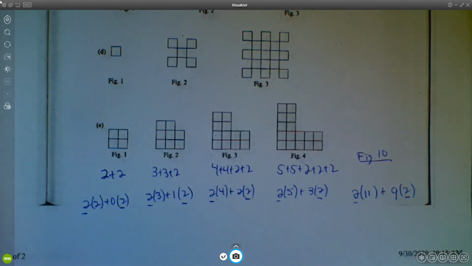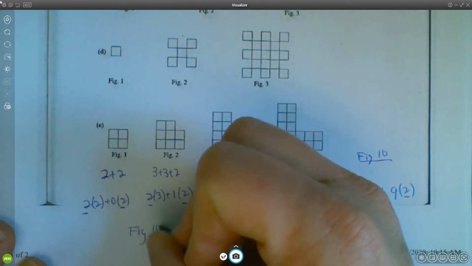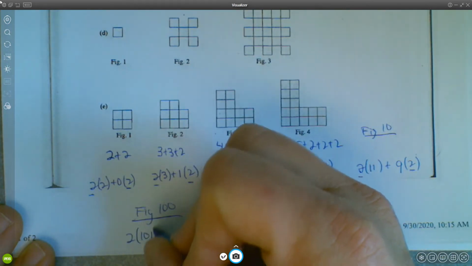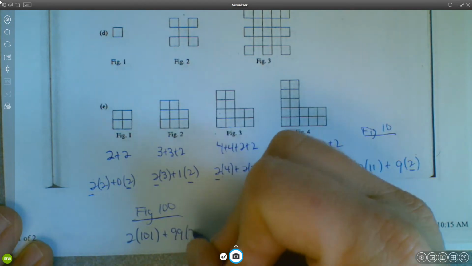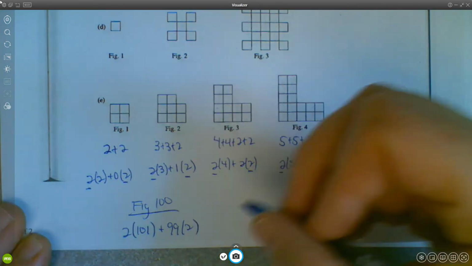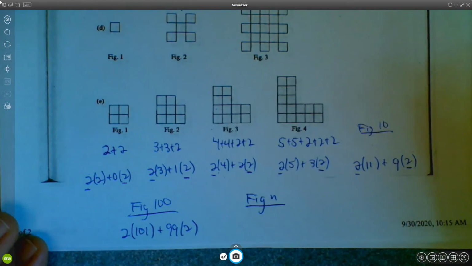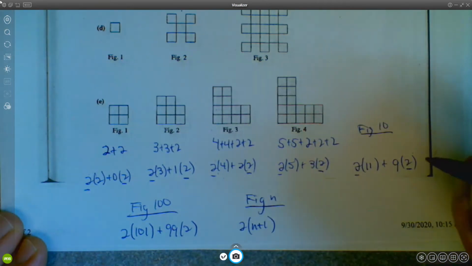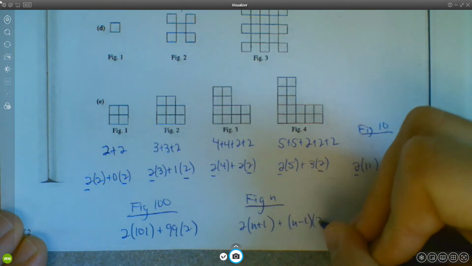Okay, that's helpful. If I extrapolate that now to figure 100, it's going to be 2 times figure number plus 1, plus figure number minus 1 times 2. And once I've made that leap, going to figure n isn't that difficult. It's 2 times figure number plus 1, plus figure number minus 1 times 2.